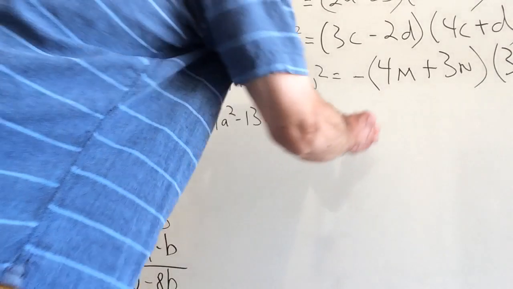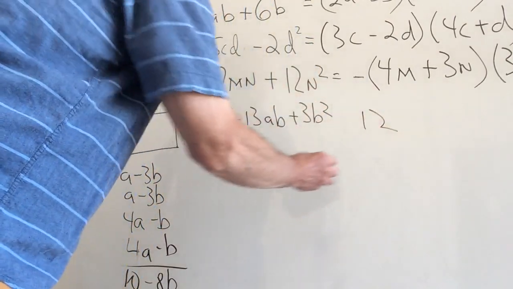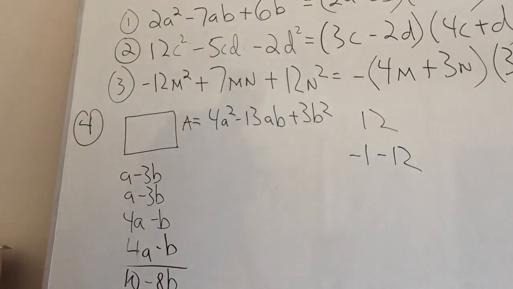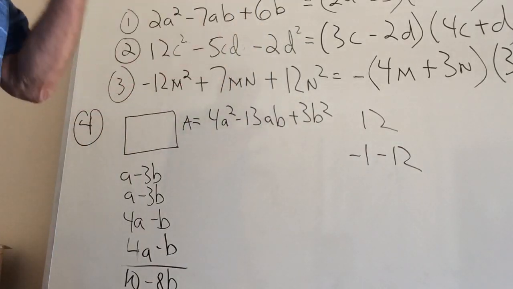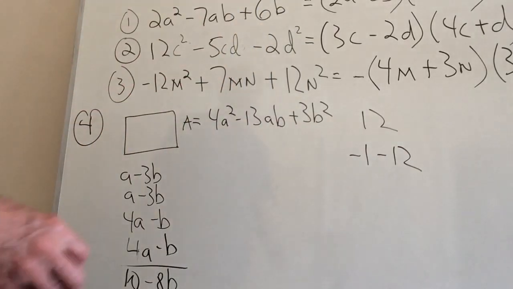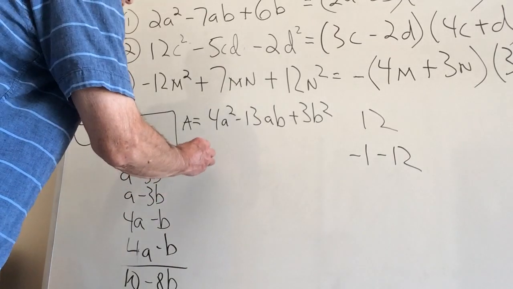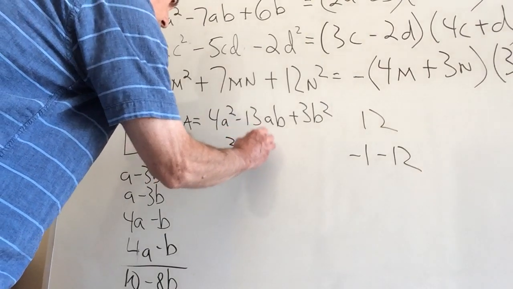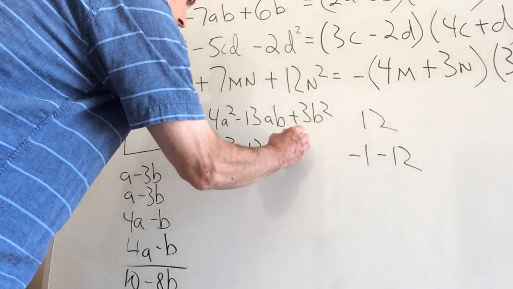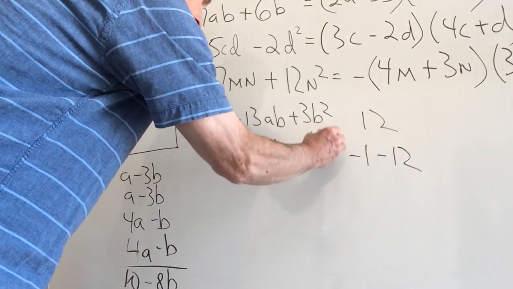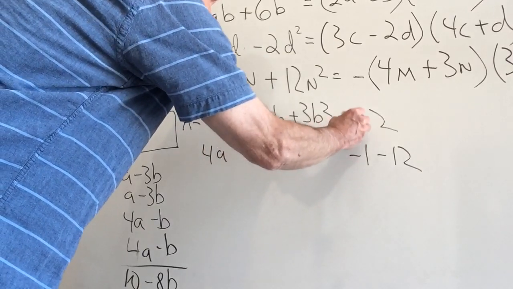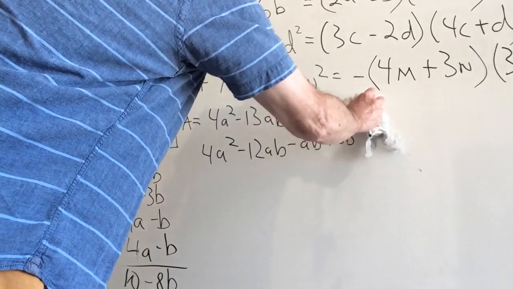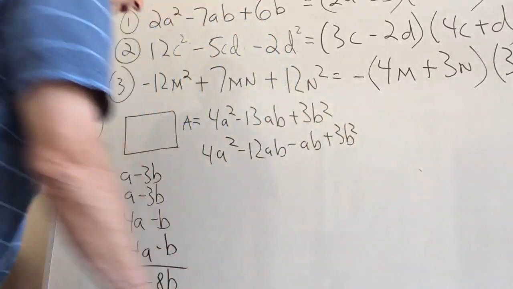4 times 3 is 12. And negative 1 plus negative 12 equals negative 13. That didn't take too long. Again, the A's and the B's don't really mean all that much. So that means I have 4a squared minus 12ab minus ab plus 3b squared. And I'll erase my key now so the clutter doesn't get in the way. Kids who want to watch me do this step by step.